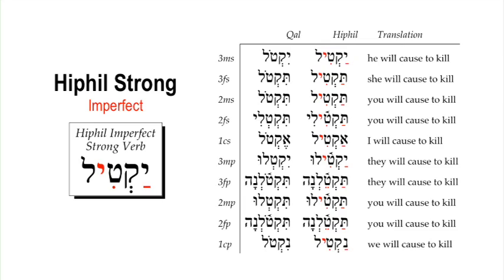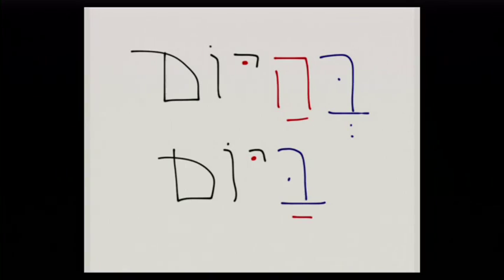Let's look at my screen here. You see on your screen a combination of the bet preposition followed by the definite article in red, and all of that's prefixed to the noun yom. Ba-ha-yom. The preposition bet, the definite article, followed by the noun yom. You see 3 features there.